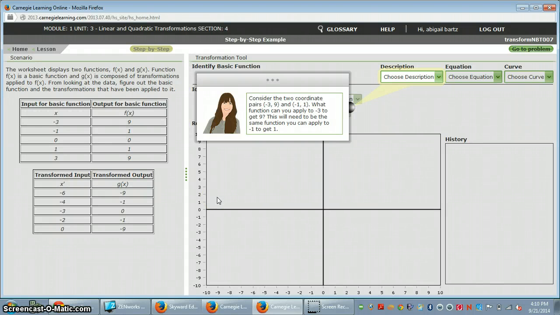Hi, this is just a brief tutorial that will hopefully help you finish Unit 3, Section 4. So the first thing I would do is, again, read through this carefully.